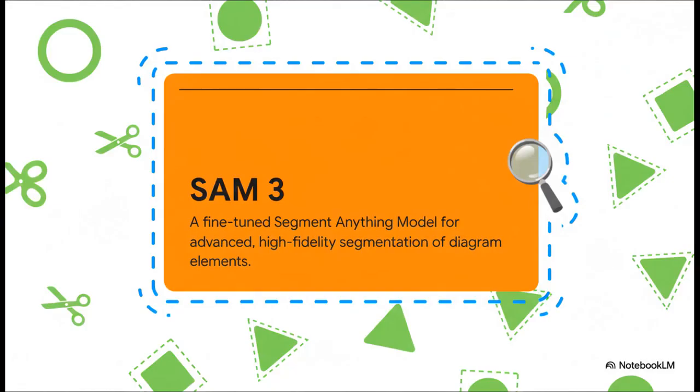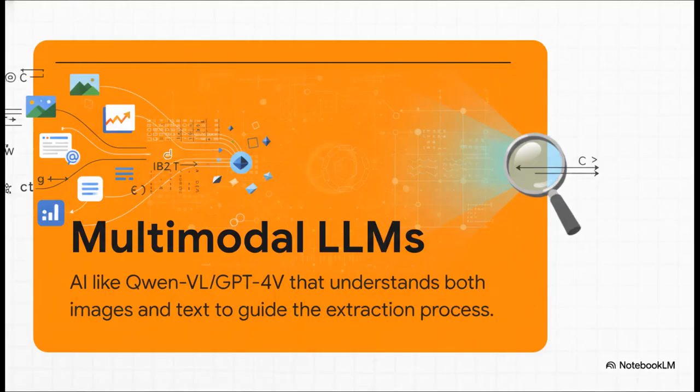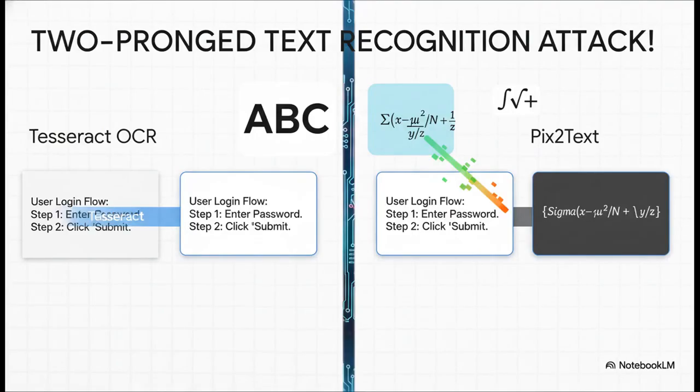So the first bit of magic comes from a model called SAM3. The best way to think about it is like a pair of super precise digital scissors. It just looks at the image and perfectly cuts out every single object. It finds the exact edges of every box, every circle, every arrow, and separates them from everything else. Okay, next up, you've got the multimodal large language models, or LLMs. Now, multimodal just means they get both pictures and words. So they look at all those little pieces that SAM3 cut out, and they figure out the logic. They're the ones that say, this piece of text goes inside that specific box. They understand the relationships.